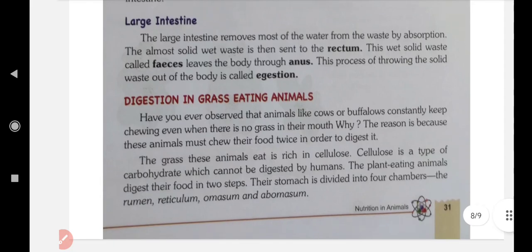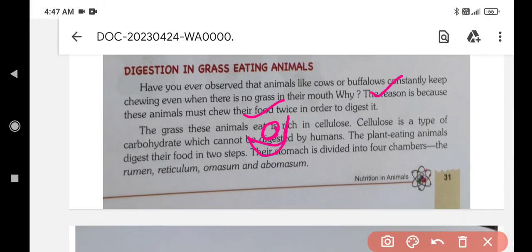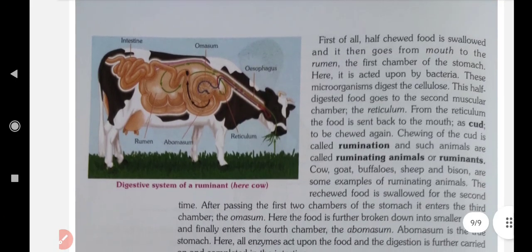Their stomach is divided into 4 chambers. That is, the first one is rumen, reticulum, omasum and abomasum. Next we will see, first of all half chewed food is swallowed and it then goes from the mouth to the rumen, which is the first chamber of the stomach. Already I told you, 4 chambers. So the first chamber is rumen.